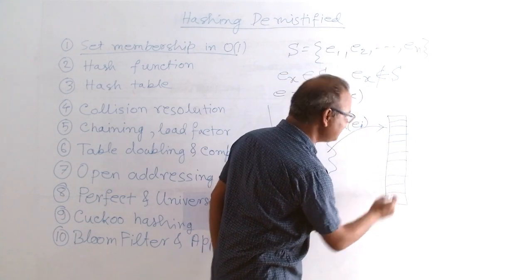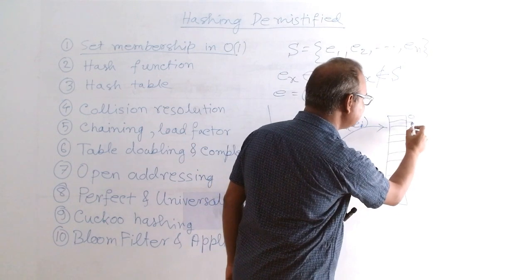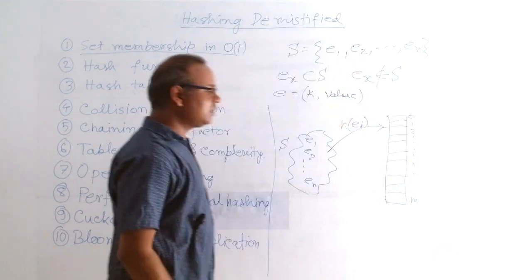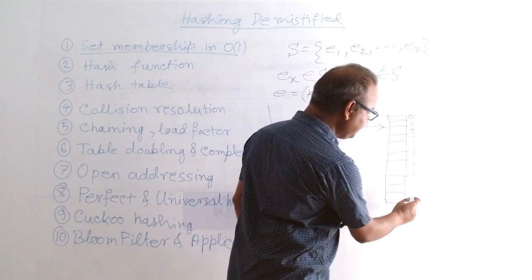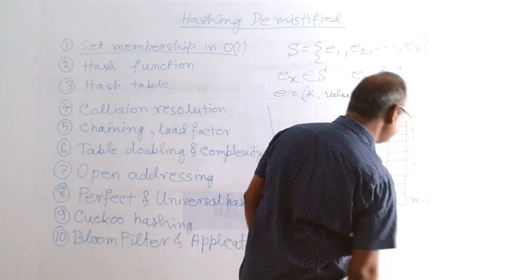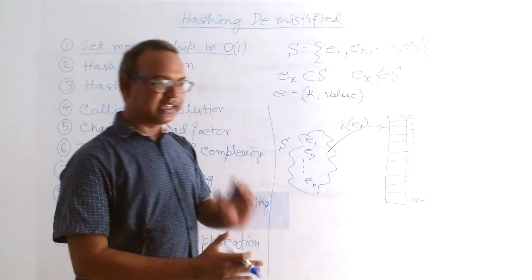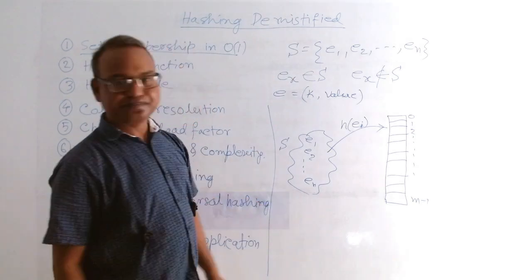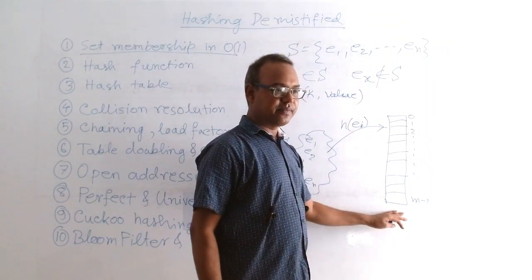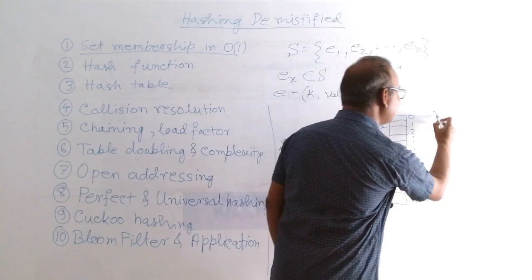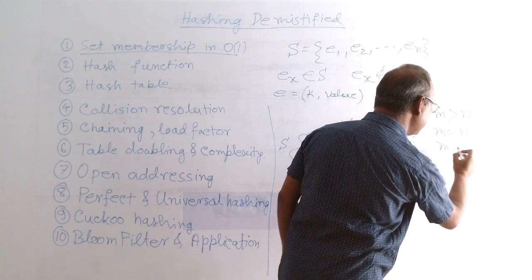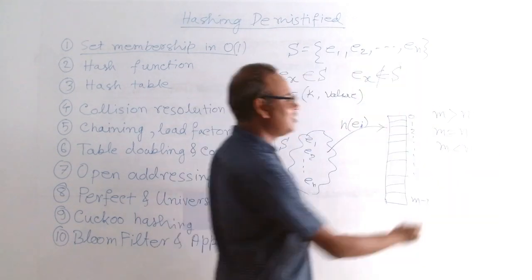Let's say the size of this table is m. So these are the indexes, and this is m. Okay, the size of the table is m, so we can write m minus 1. Right? Okay. So the size of the table is m, and we have n elements to map. What should be the size of this m? Will it be m greater than n, m equal to n, or m less than n? What is the correct answer?